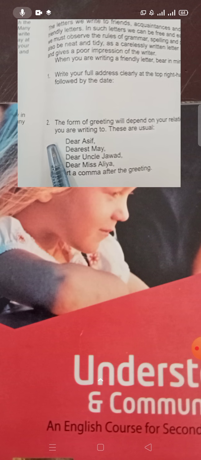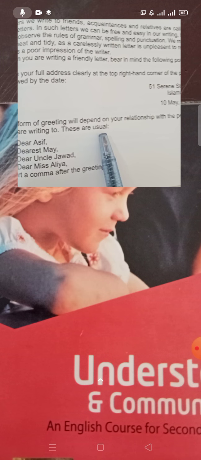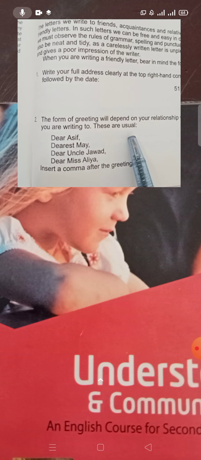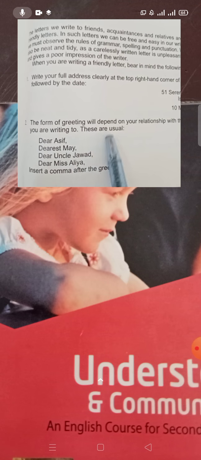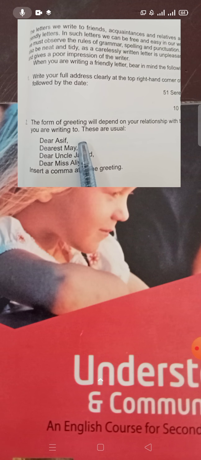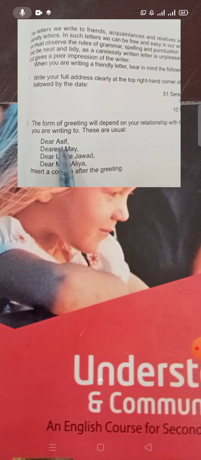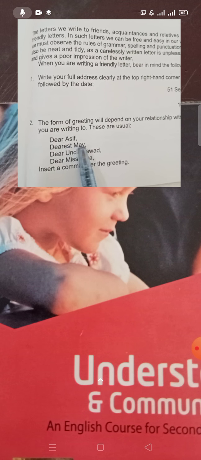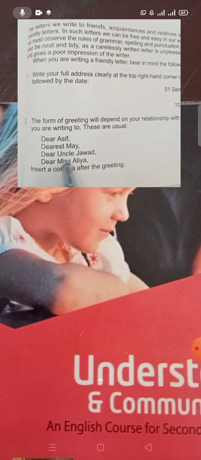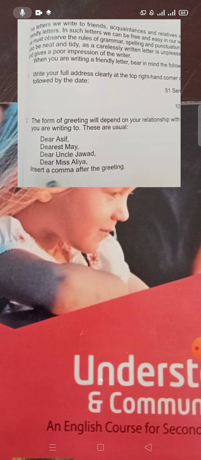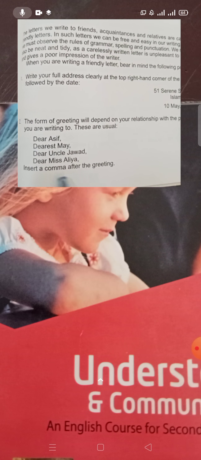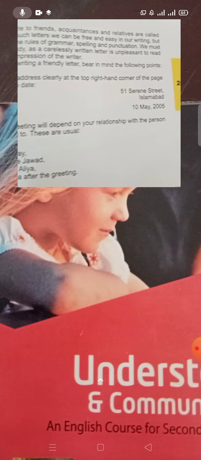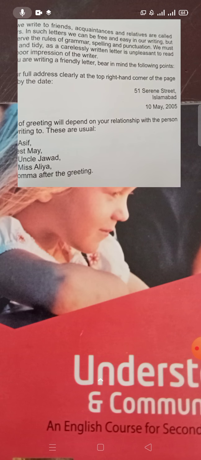Number two, the form of greeting will depend on your relationship with the person you are writing to. These are usual when you are writing to people you know very well. So you start your letter with Dear Asif, Dearest May, Dearest Uncle, Dear Miss Alia. After writing these starting words, you may insert a comma after the greeting. Remember who you are writing to.